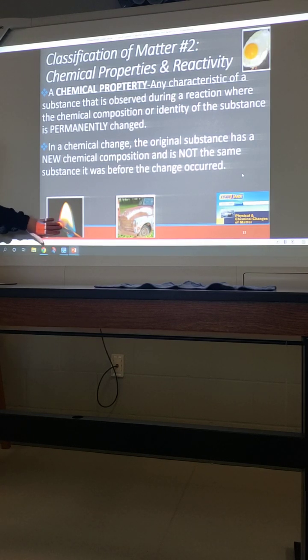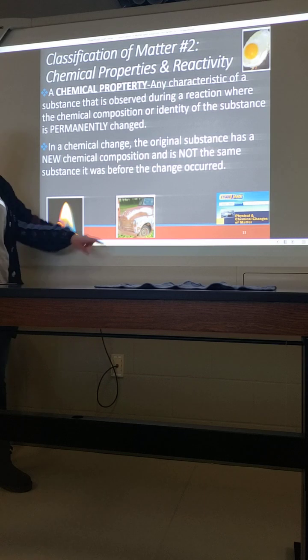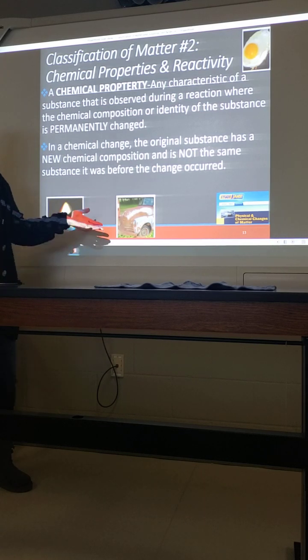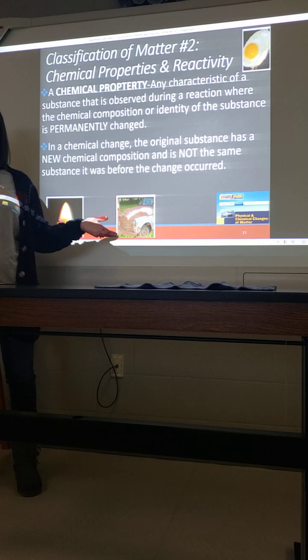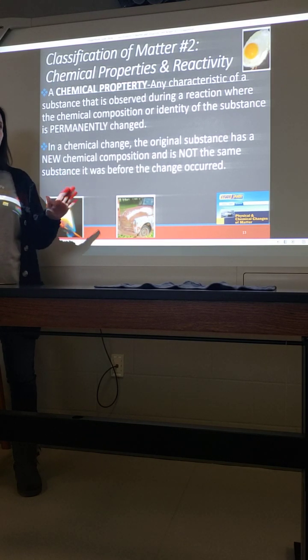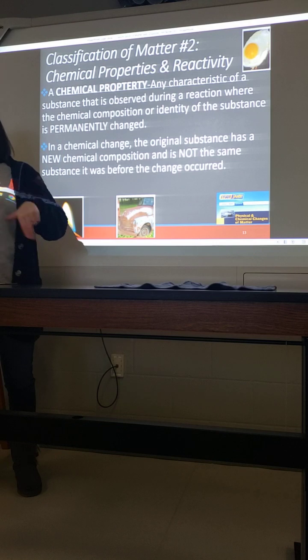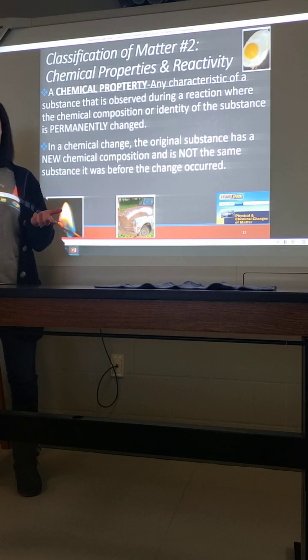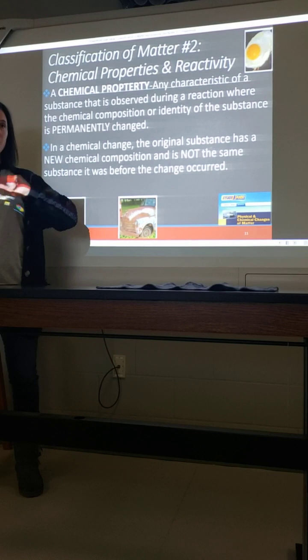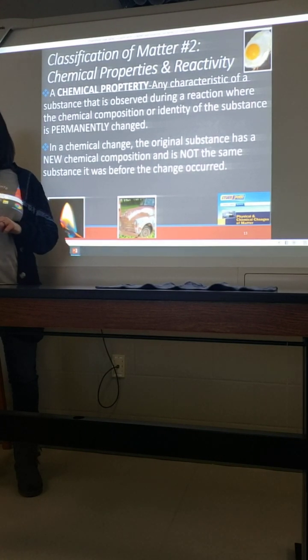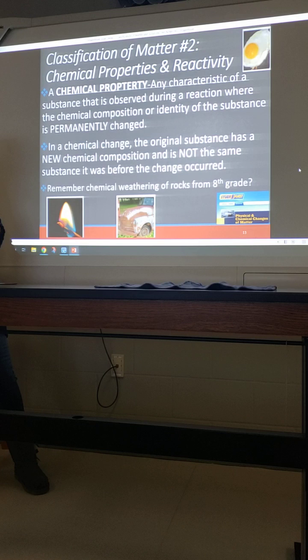Anytime something is burnt, it's a chemical change. You can't unburn it. Anytime something rusts, you can sandblast it and clean off the rust, right? You can get the rust to go away, but you can't make that rust turn back into that iron or steel. So you can clean it up, but you can't make it go back to what it was originally, okay? And again, think about that chemical weathering that we talked about last year. Anytime you are cooking, frying something, or baking, you can't undo that.